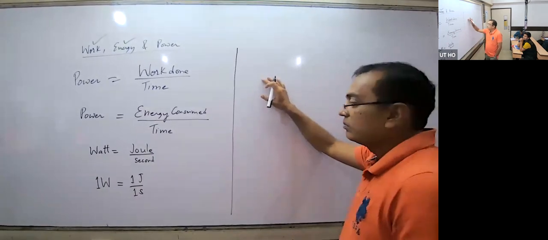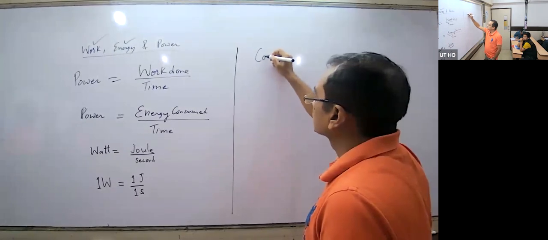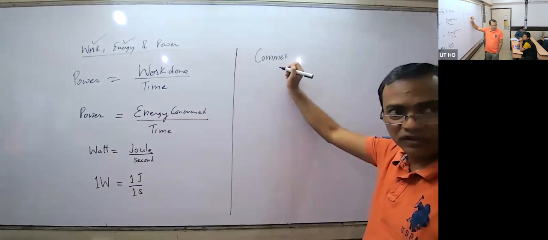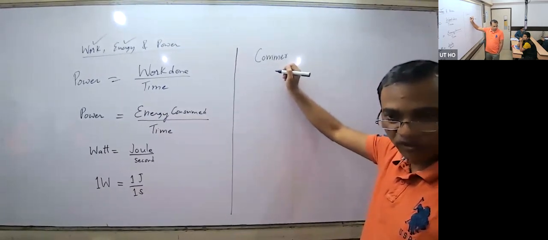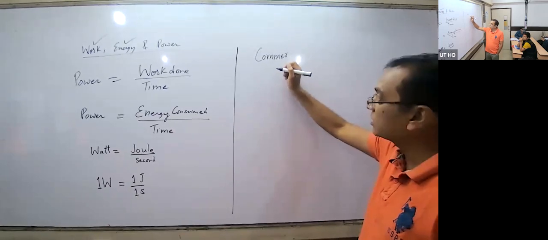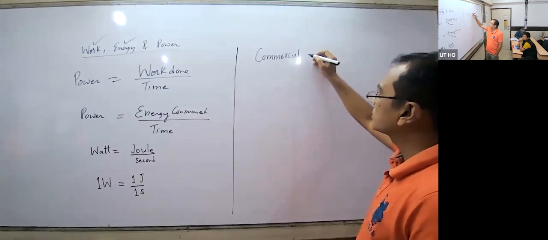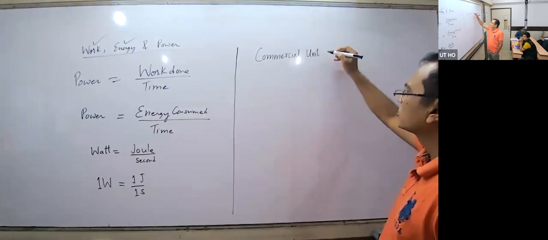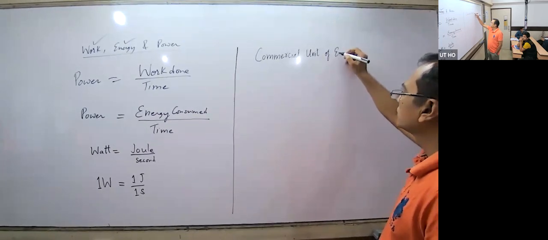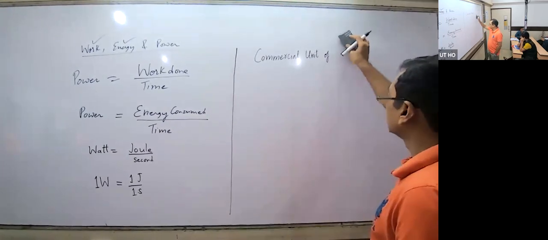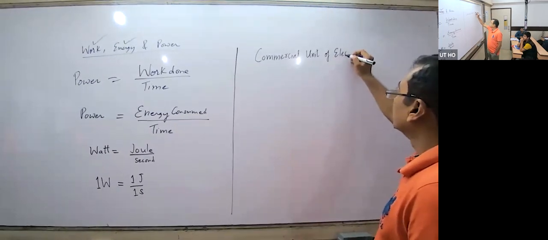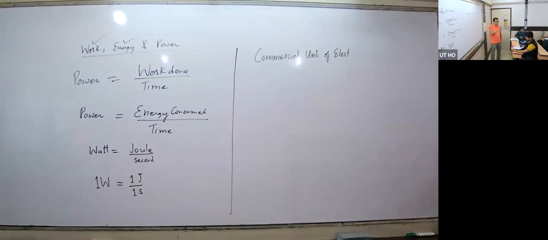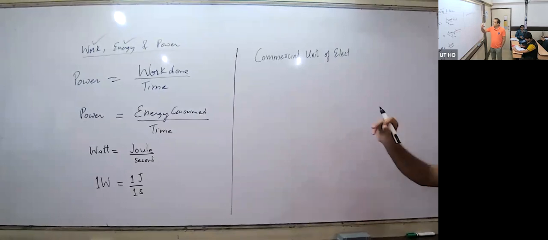Okay. Next is commercial unit of energy. Is it in the syllabus for this year? It is not in the volume, but it is in the textbook. But just check if it is there for the exam. It is given in the volume as well as the textbook. I am saying go check whether it is there for this year's syllabus. Okay? But I am anyway going to teach it.